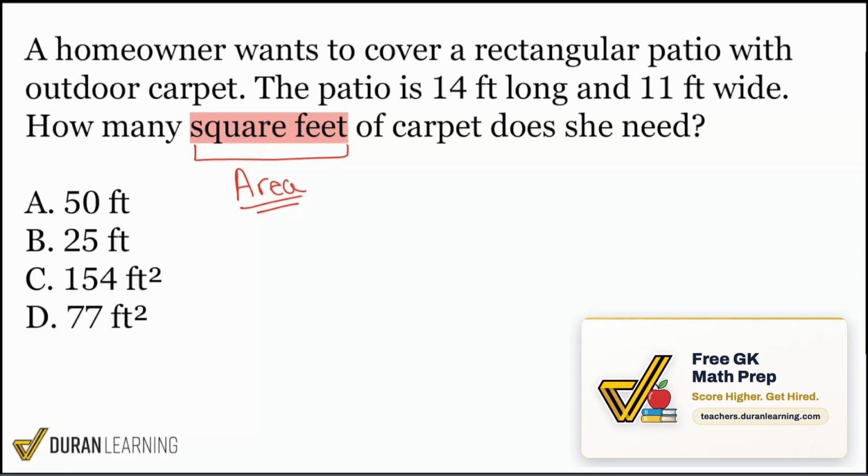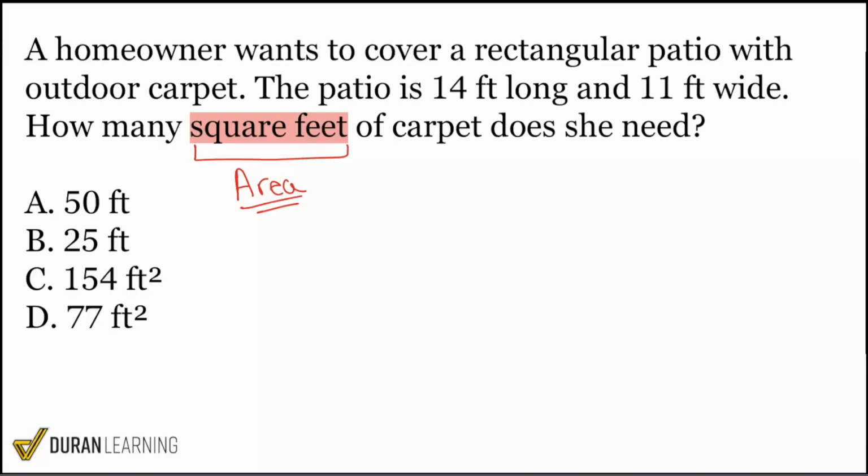Now that we know we're looking for area, what we're going to do is look at the information because we need to know what shape we're dealing with and what those dimensions really are, right? So let's get after that. The first sentence says a homeowner wants to cover a rectangular patio. So let's highlight that. A rectangular patio with outdoor carpet. Not the best idea in the world, but okay. And then it says the patio is 14 feet long and 11 feet wide. Awesome. So we're going to highlight that too. We have the length and we have the width.